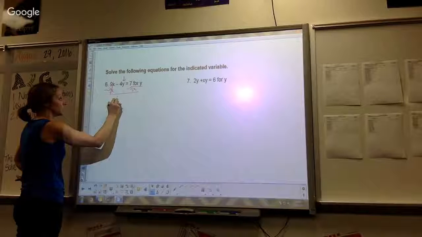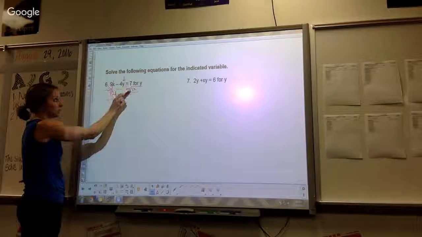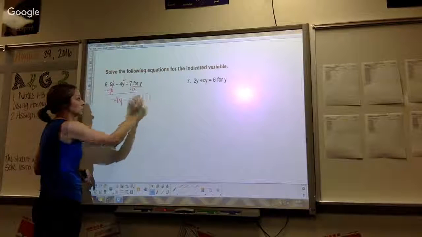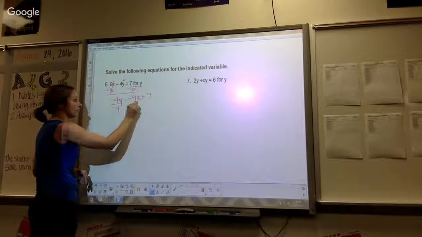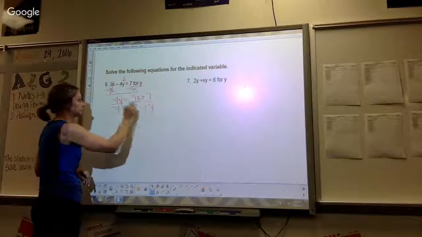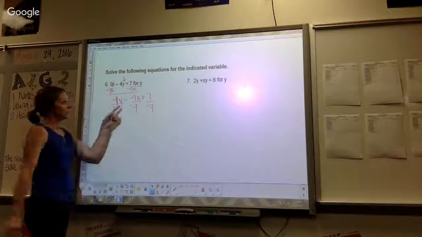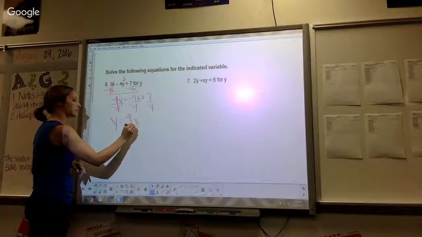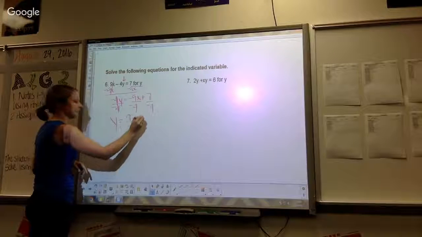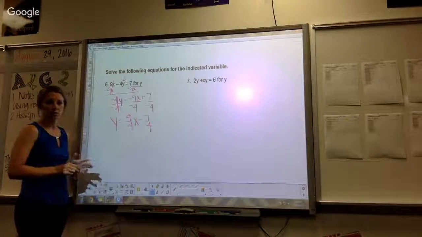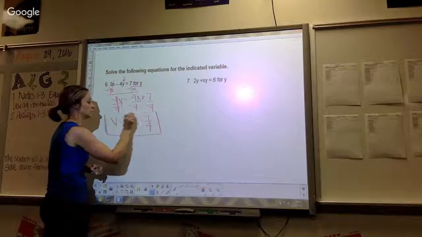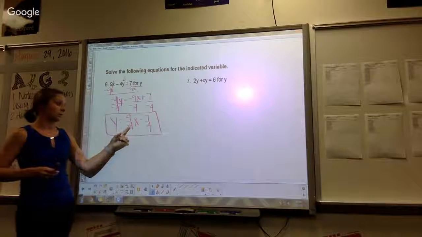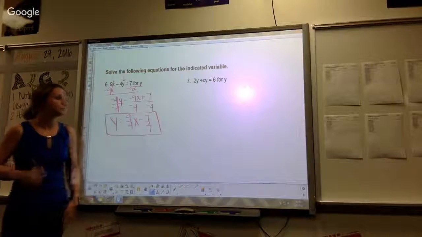You have -4y. Notice 7 minus 9x we're not able to combine, so I'm going to bring that down. And then I'm going to divide every term by -4. -9 divided by -4 is a positive 9/4x. 7 divided by -4 is a -7/4. So once we get into the graphing, we would be using that slope and that y-intercept to graph.